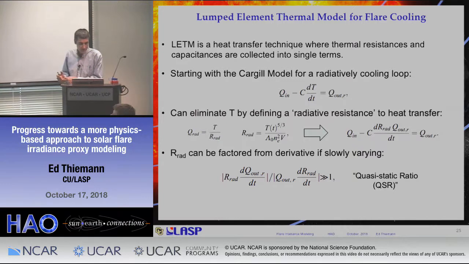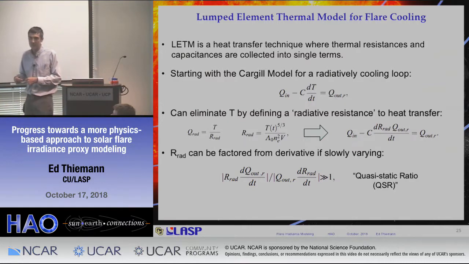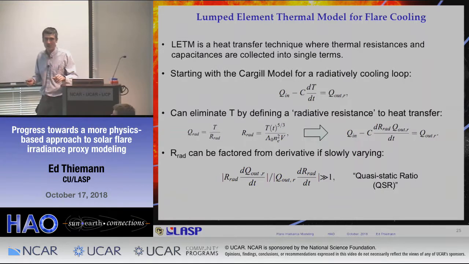And so it's a heat transfer technique where thermal resistances and capacitances are collected into single terms. So essentially, it's just a way of rewriting the Cargill flare cooling model. So if we start with the Cargill model here, we've got the heat flowing into the loop, the heat being radiated from the loop. So we're assuming it's in a purely radiative cooling phase. And then we've got a thermal capacitance. And then we've got temperature.